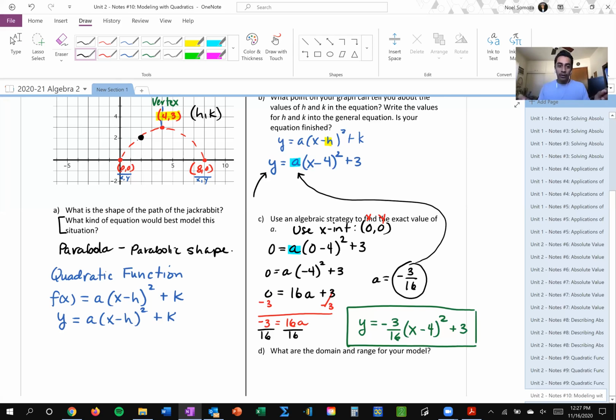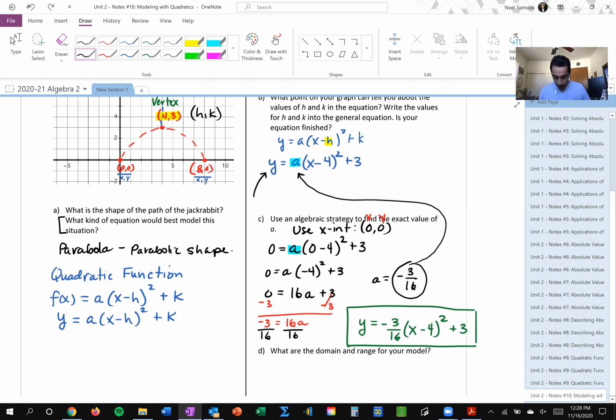So 0, 0, and 8, 0 are known because that's the jumping point of the rabbit and the landing spot of the rabbit. Okay, so those can be used with a guarantee that they'll help us find the a value we need. If I would have used something else, I may have got a different solution. I would have thought my a was fine, but it wasn't.